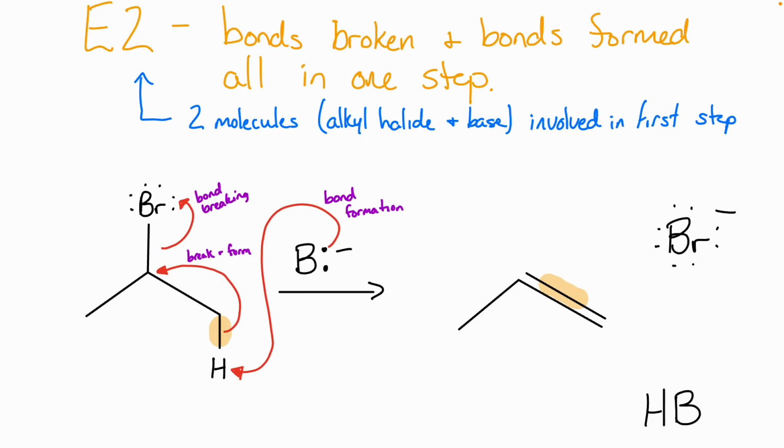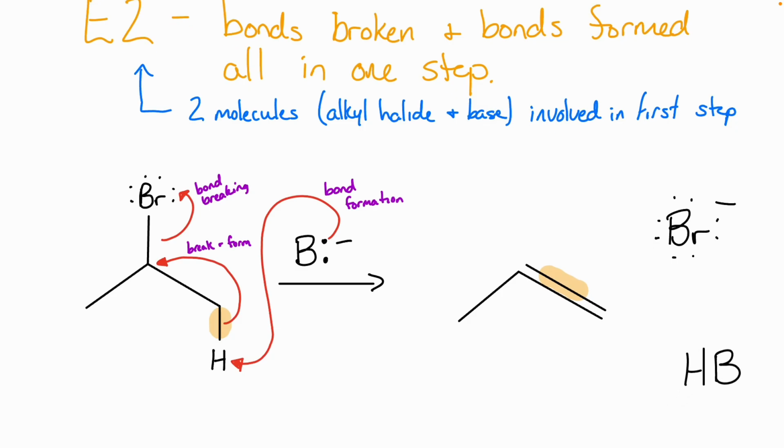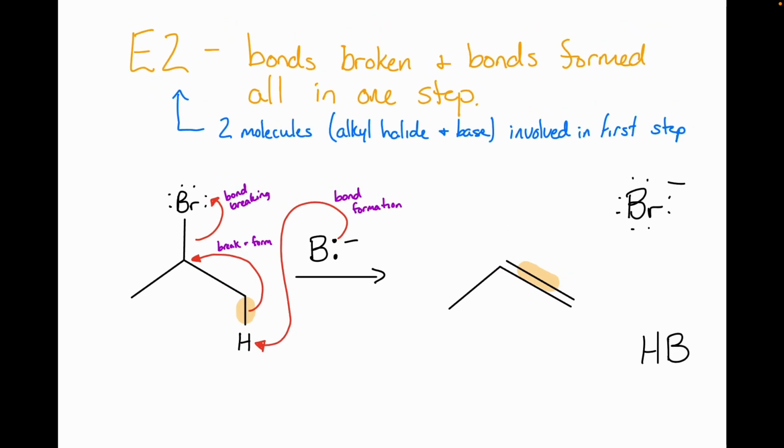And we got 3 different arrows here, right? We have our bond formation arrow, our new hydrogen base bond. We have our bond breaking arrow, releasing that leaving group, that bromide ion. And then we have a breaking and formation arrow, one that happens in both shots, where we break that carbon-hydrogen bond but form that new carbon-carbon pi bond. All this happens in one step. Again, we call that E2.